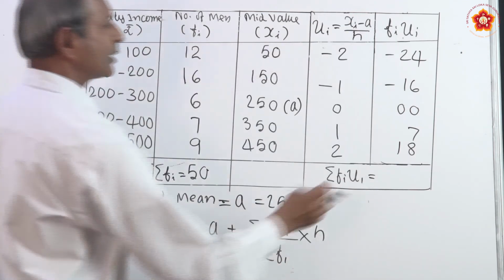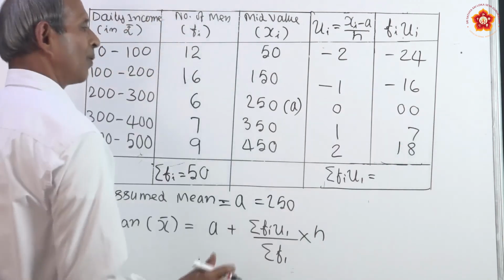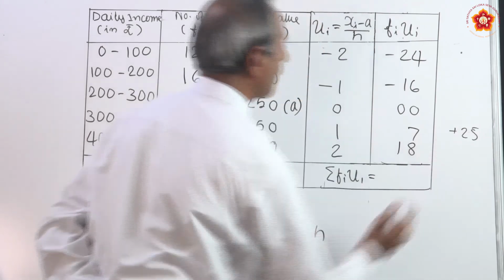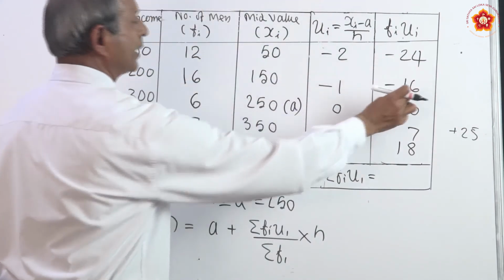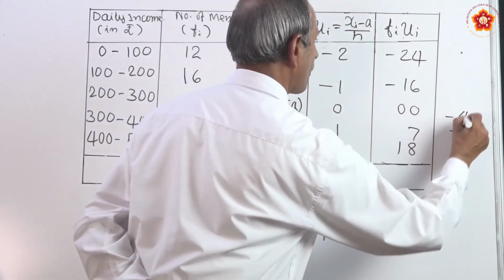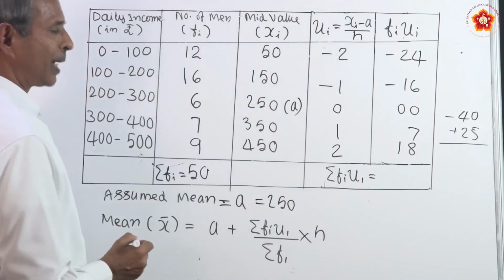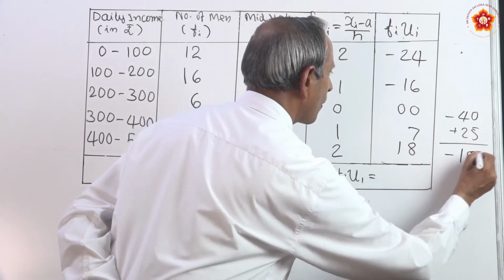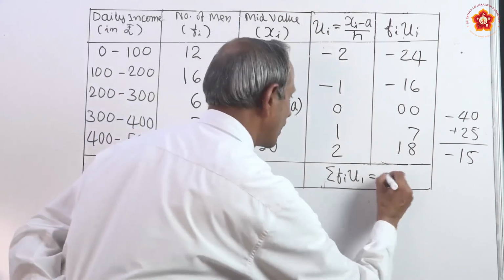Now first let us add the positive values, you will get plus 25. If you add the negative values 24 and 16, you will get minus 40. Now you have to subtract, because they are of opposite sign. You will get minus 15. Now the value of sigma fi ui is equal to minus 15. You got it?